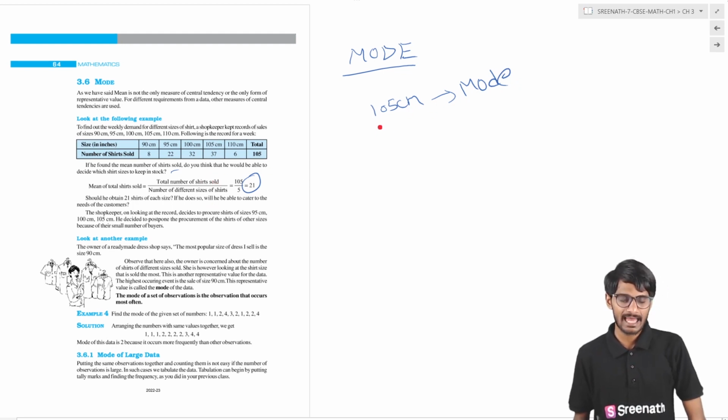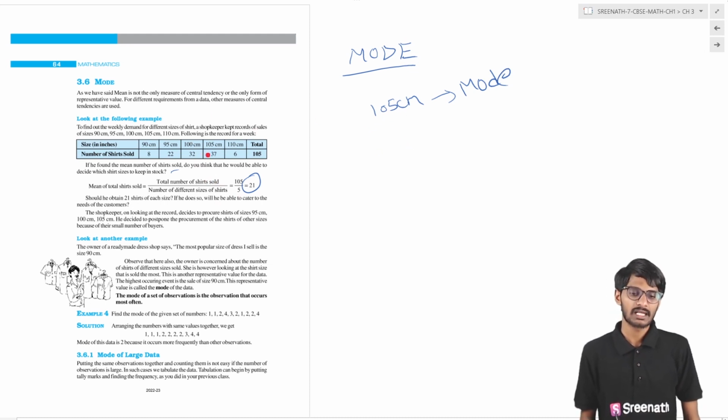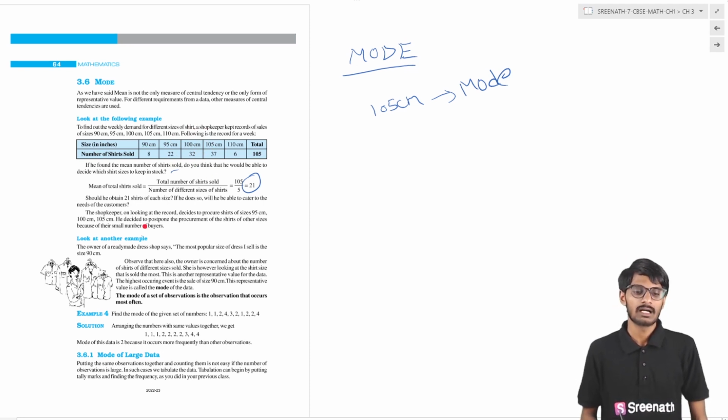So he has to keep in stock the 105 centimeters, and if he wants, he can keep 100 centimeters in stock also. Why? Because it also repeated 32 times.